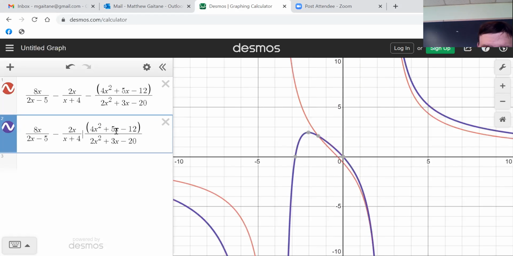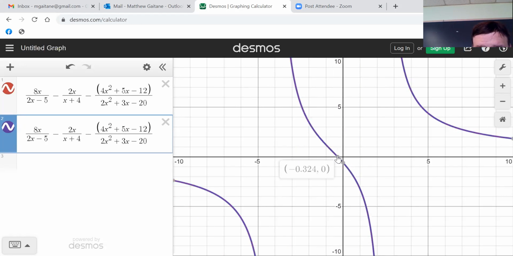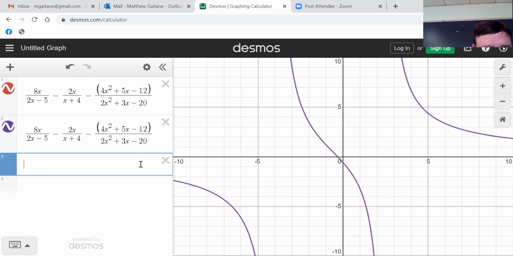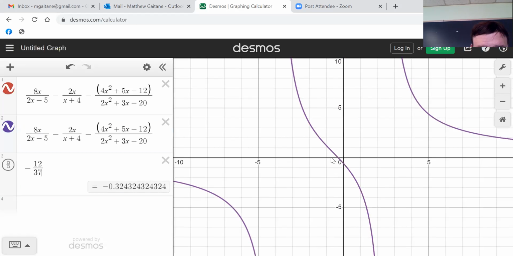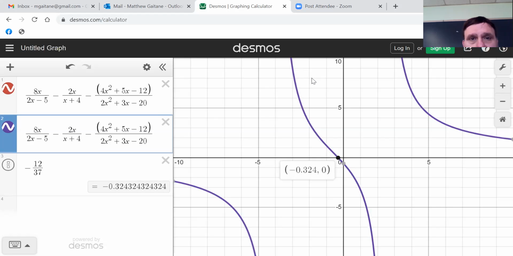12 divided by 37 that we talked about. Negative 0.324. So to reinforce that, negative 12 over 37 in the decimal, the two decimals here match. Okay.